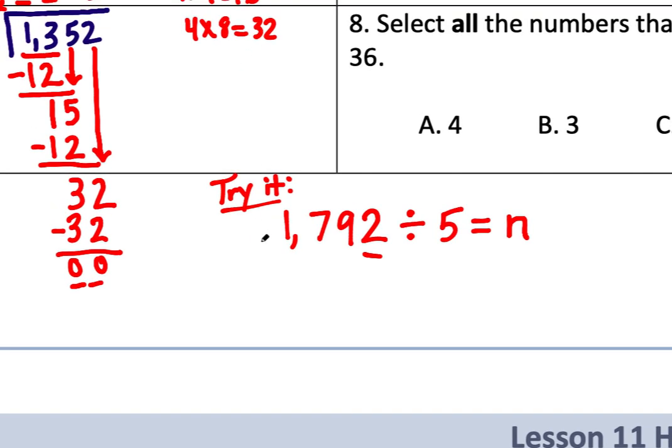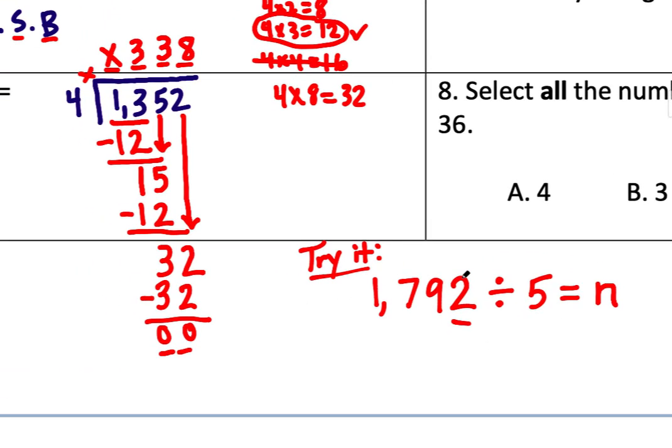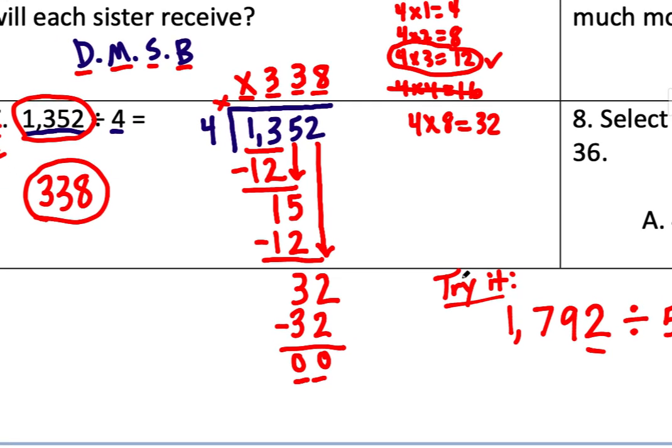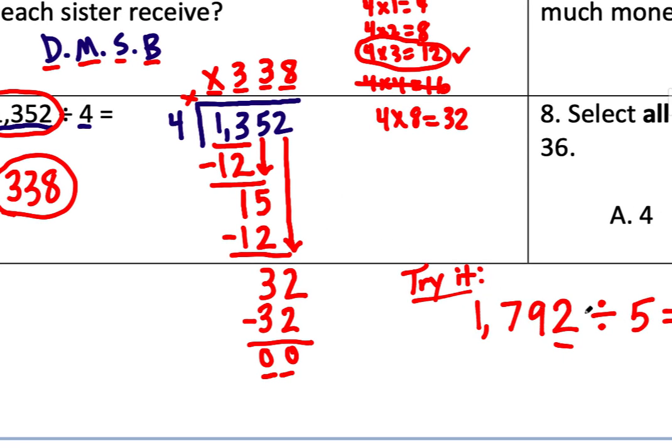This is your try it problem, 1,792 divided by 5. Make sure you take a picture of this problem in your notes. Try to do it using the standard algorithm of division. Go back and watch me do this problem again, and you try it with this problem, 1,792 divided by 5. You will get a remainder. I'm telling you, you will get a remainder. So if you don't get a remainder, you did something wrong.